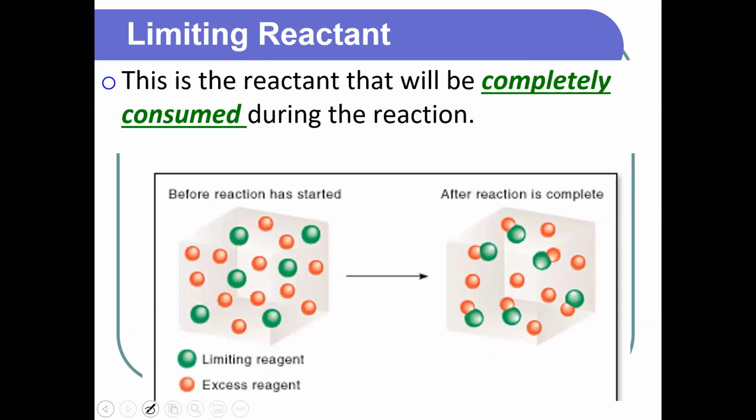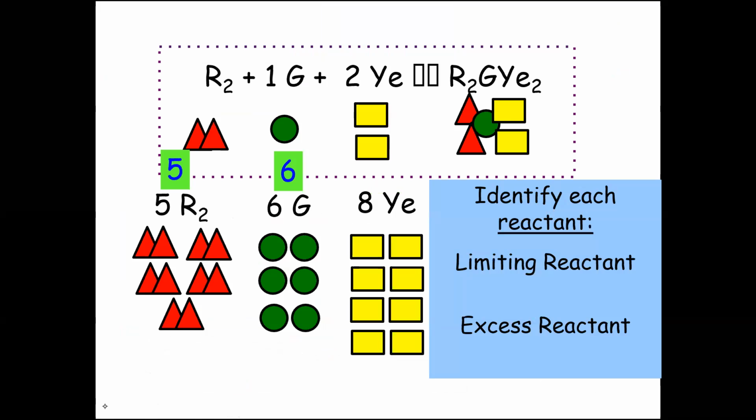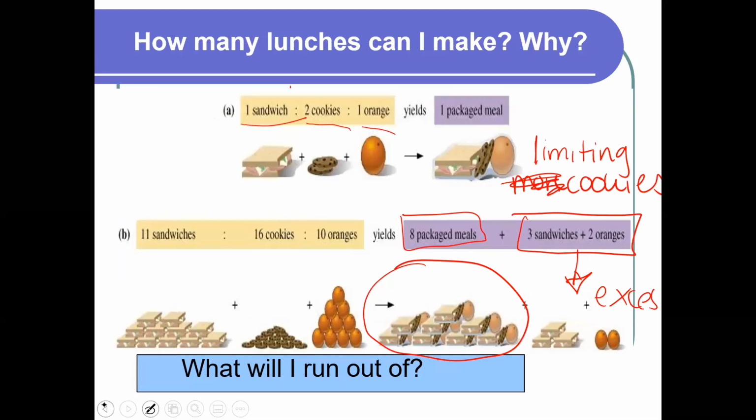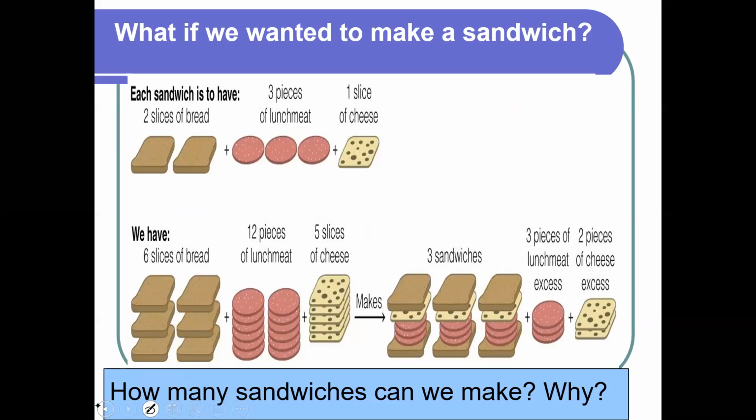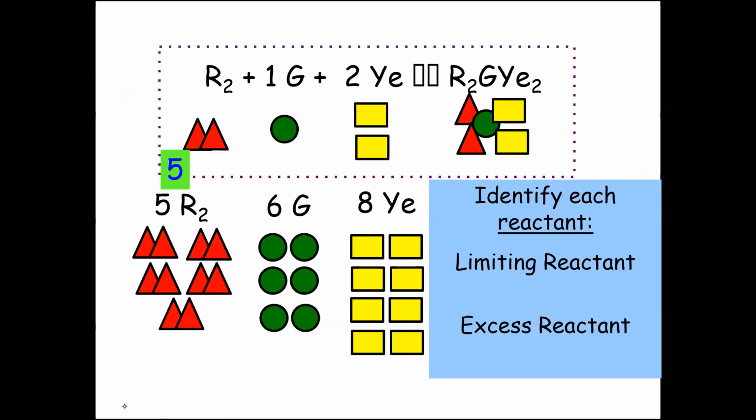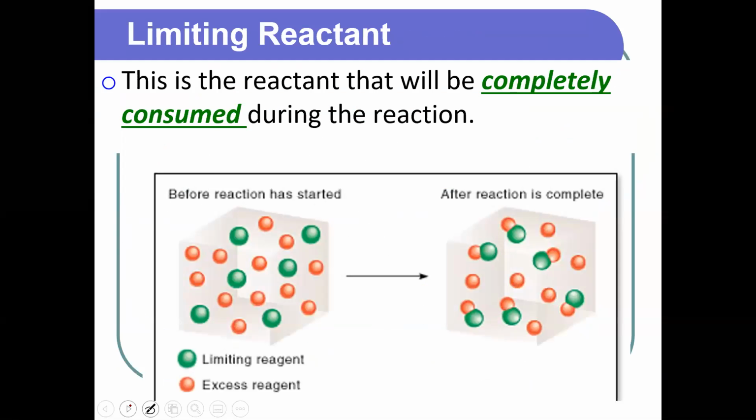So if we go back, that was the sandwiches and the oranges, and it was the lunch meat and the cheese. Those were the things we had in excess. And keep going.